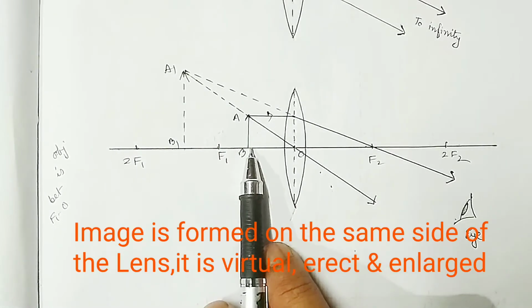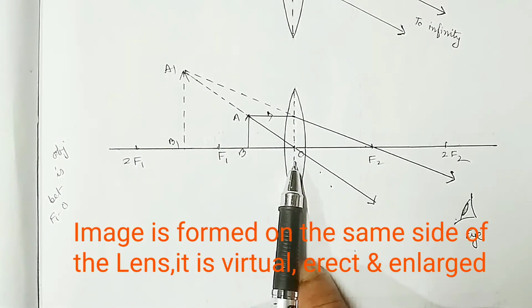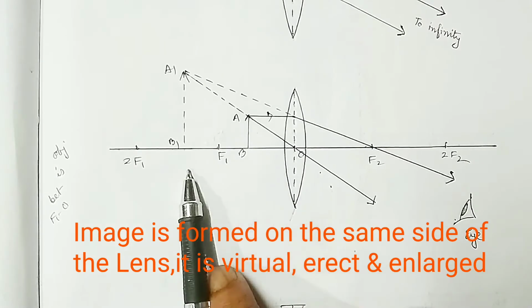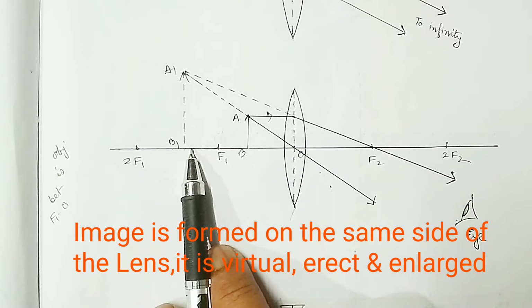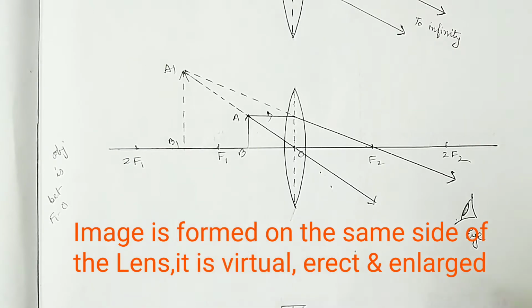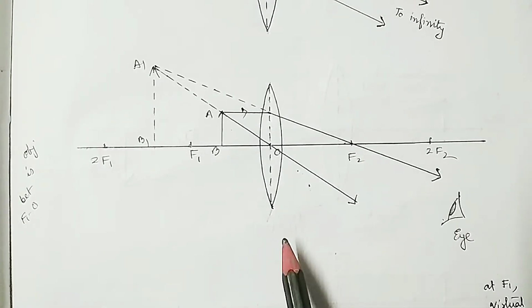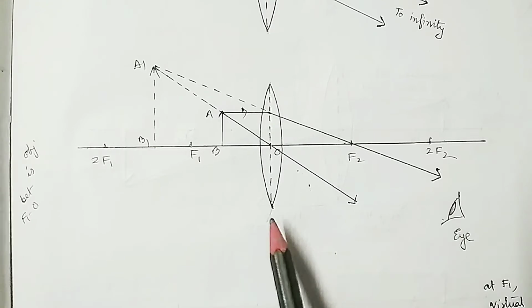So when the object is placed between F1 and O, the image will be formed on the same side of the lens. It is virtual, erect, and enlarged. As this figure is very important for exam purposes, let me repeat it.